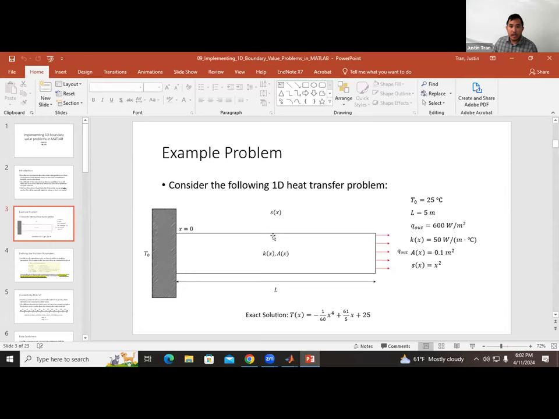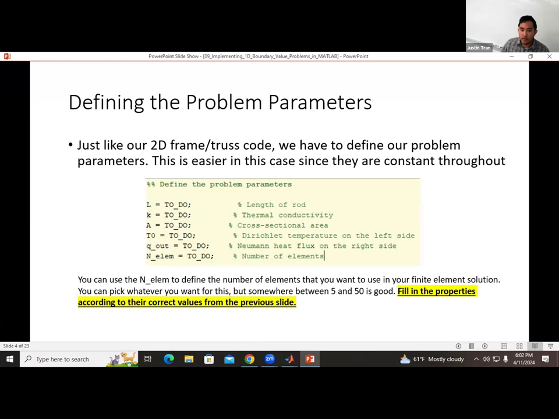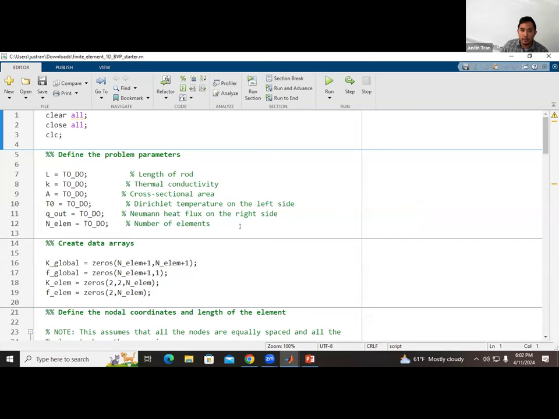And we'll go from there. So actually, let me switch to reading mode. Okay. So the first part of the code here is we need to define the parameters of the problem, right? So very much the same way as our truss problem. Okay. So the parameters for this problem, we define the length, we define thermal conductivity, the cross-sectional area.